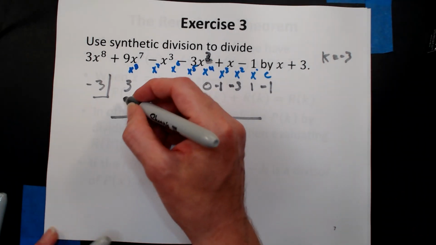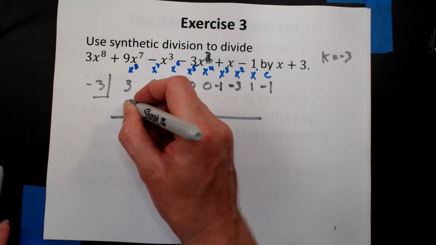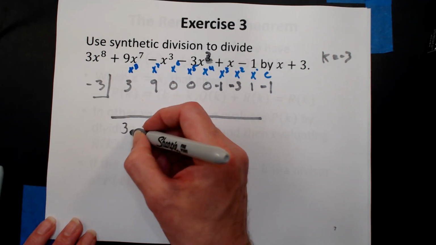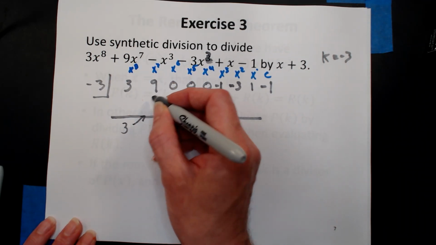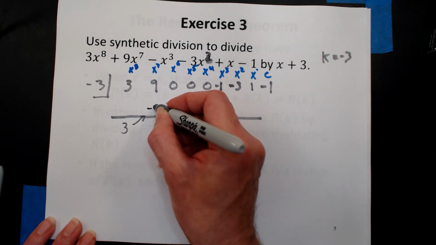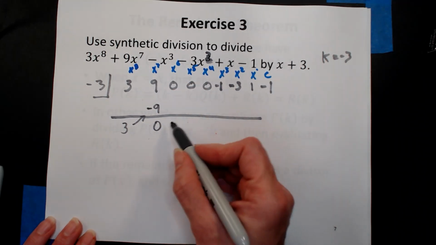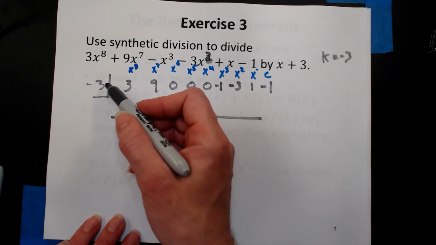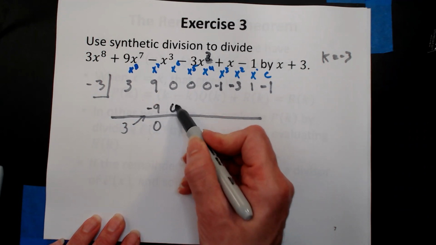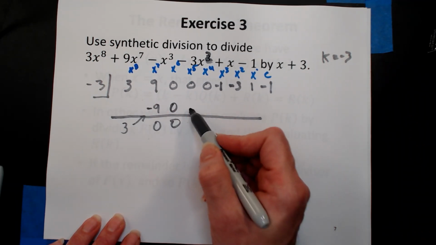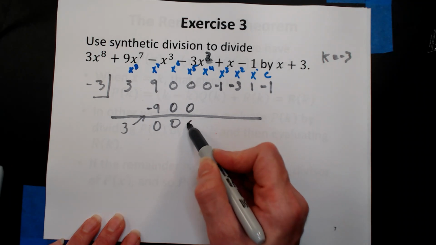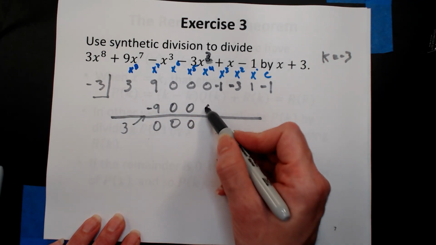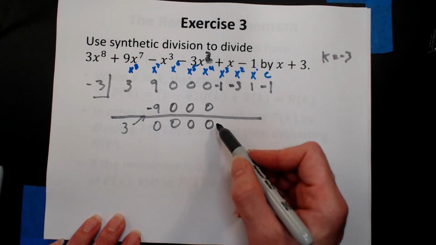So now the first thing I do is bring down this 3. So that becomes 3 here. -3 times 3 becomes -9. Add these two together, I get 0. So now here's some interesting things that happen. I get -3 times 0, which gives me 0. Bring 0 down. -3 times 0 is 0. Add my zeros, get 0. -3 times 0, get 0. -3 times 0, I get 0.